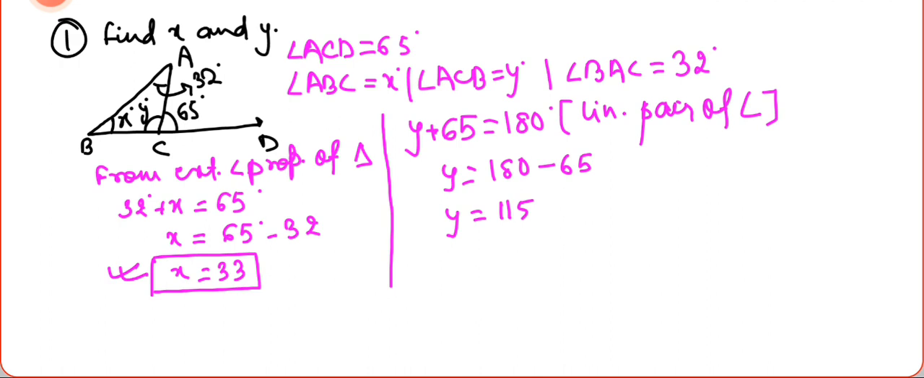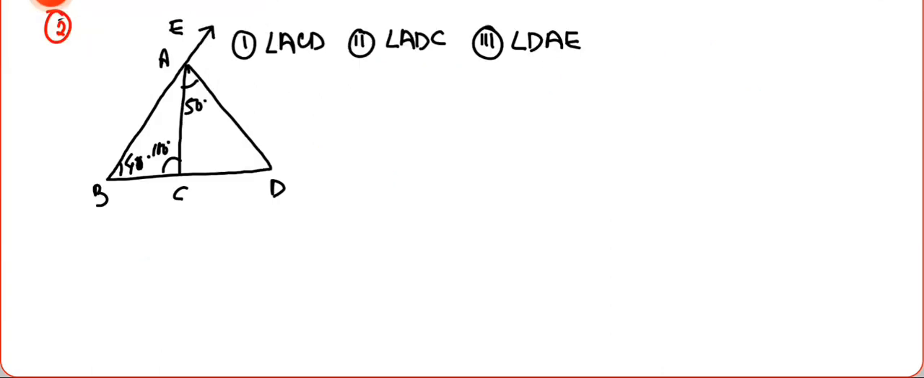Okay, hope you got it, students. This is how we can find the values of x and y in these kinds of questions. Let's move to the other question now. The second question is on the screen, students. Now here in this figure, we are supposed to find three things, that is angle ACD, angle ADC, and angle DAE. First of all, let's see the first one, that is angle ACD, this one.